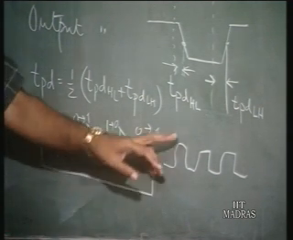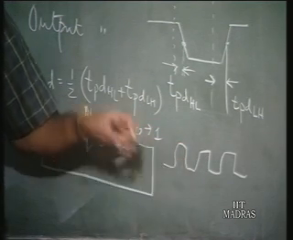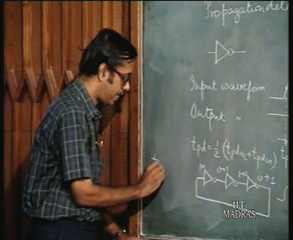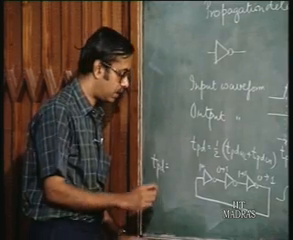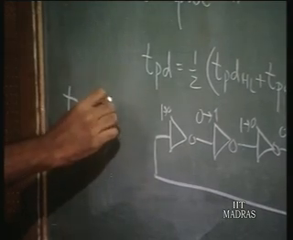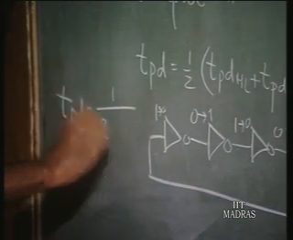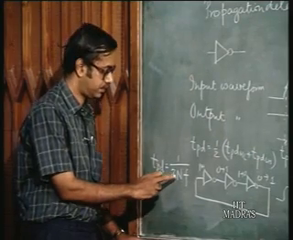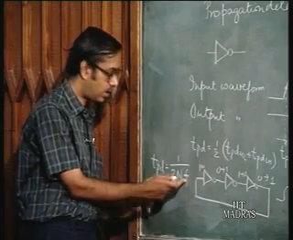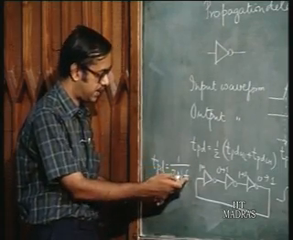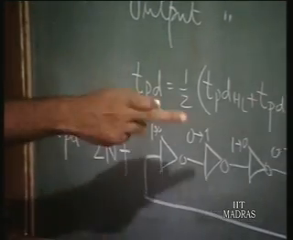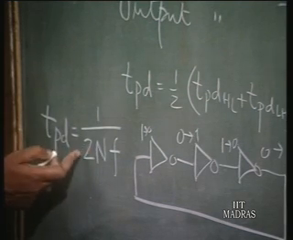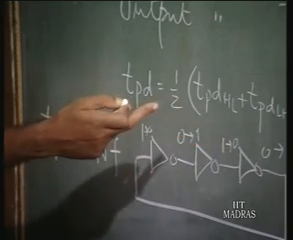And since in each time period you have 2 transitions, the propagation delay TPD will be given by 1 by 2 n f, where f is the frequency of oscillation. Or you can write it this way: f is equal to 1 by 2 n TPD, where f is the frequency of oscillation, n is the number of inverters, and 2 because in each time period you have 2 oscillations.